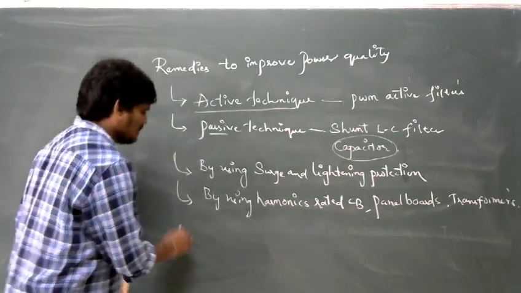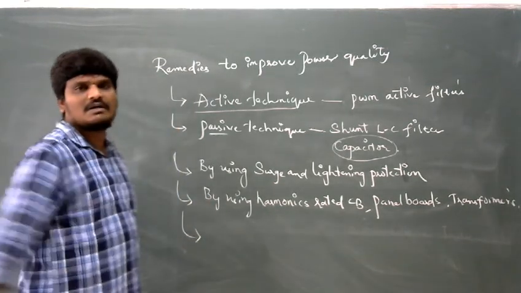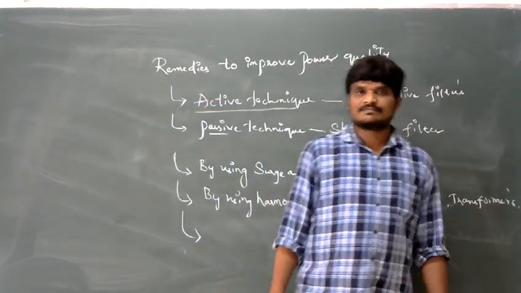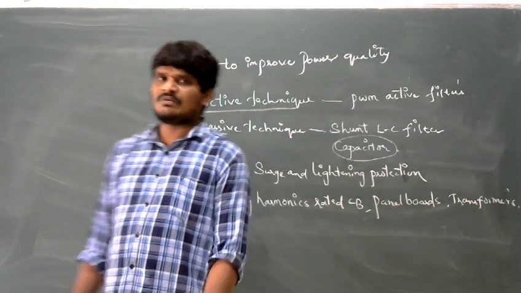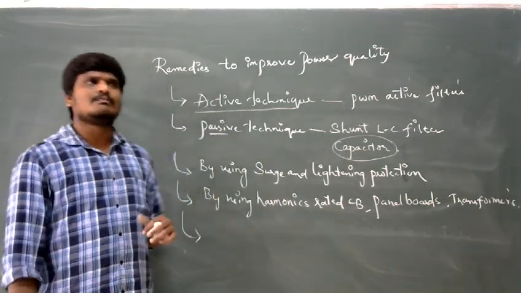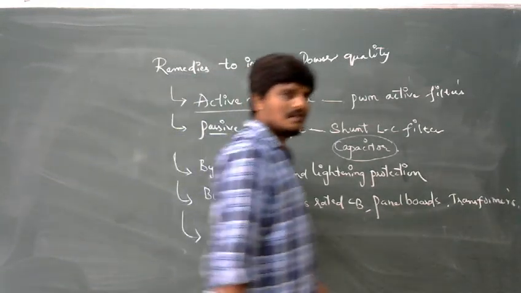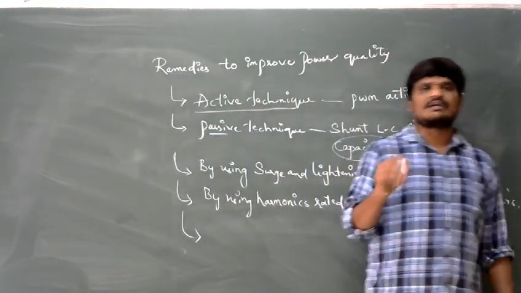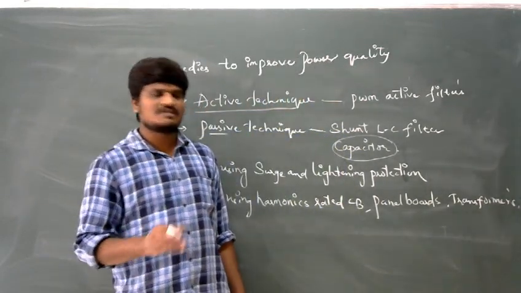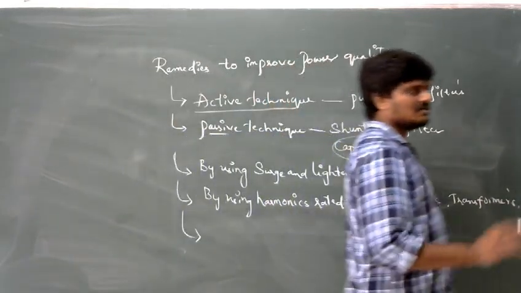There is one more technique which is used to improve the power quality of a system, that is by choosing a material of super quality. The power quality issues are mainly due to improper installation of equipment or improper usage of equipment. The power quality problems are mainly due to what? Improper usage of equipment or improper installation of equipment.